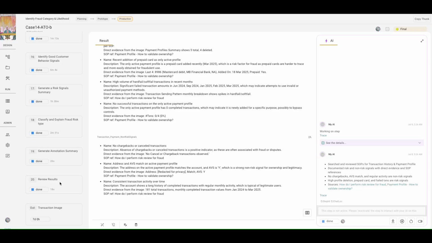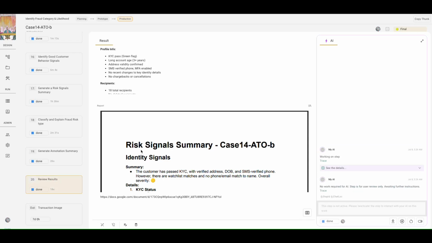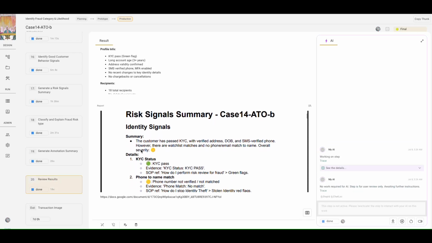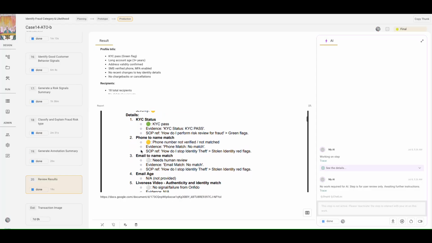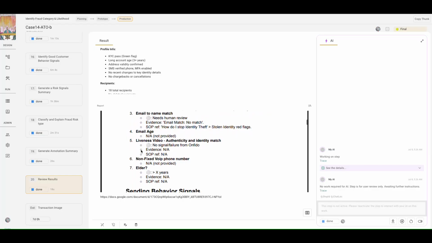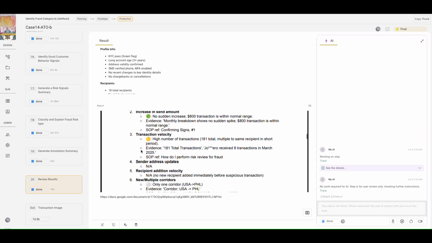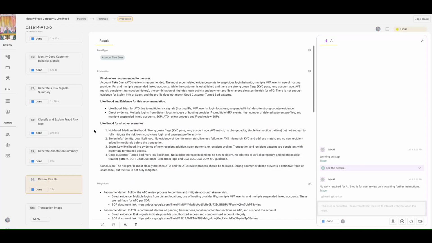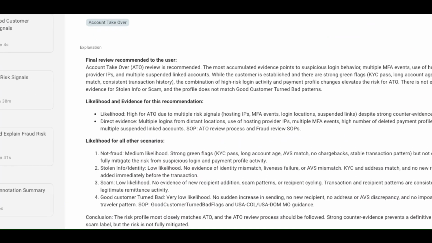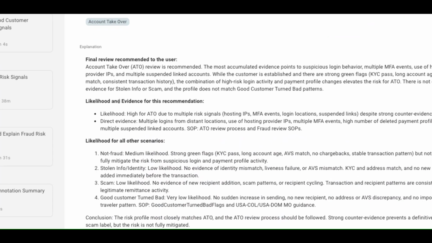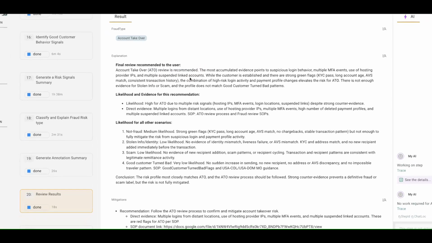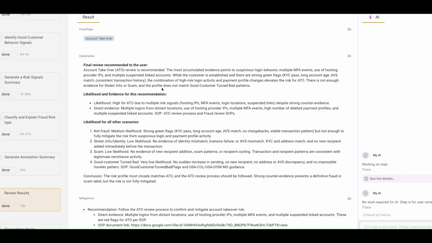Let's take a look at the results my AI generated for the fraud review associate. First, my AI prepares a detailed risk signal summary document for the associate. This collates all the information that it had parsed from transaction images and the likelihood and severity of risk across various dimensions. It uses this information to also recommend a final review to the user. Here you see my AI is recommending a review path with the strongest evidence, recording likelihoods and pointing the user directly to supporting details from the transaction images.